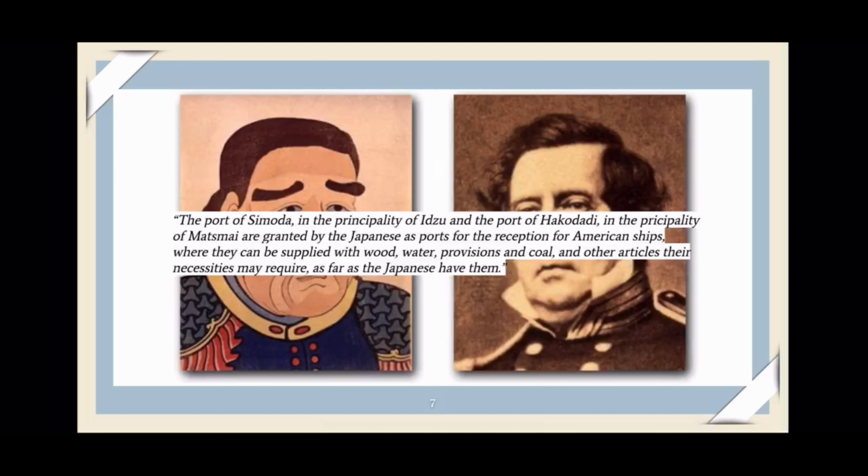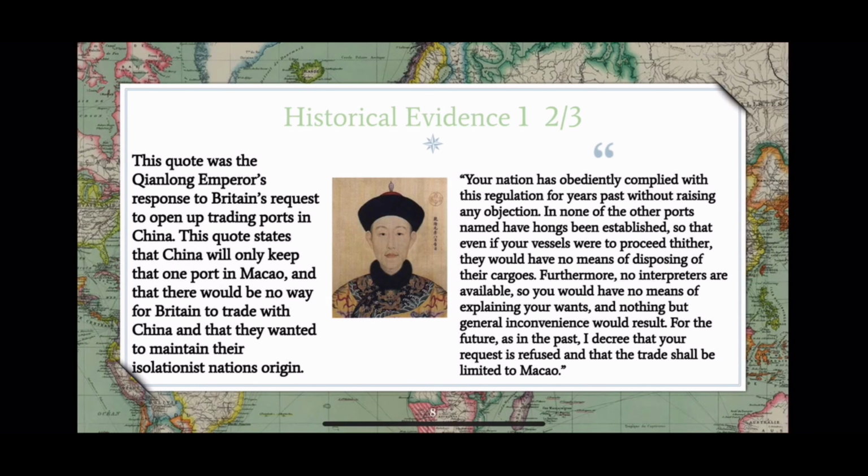The point of view of this source is significant because it shows firsthand the interaction and agreement between Japan and the West. This evidence was retrieved from the Digital Public Library of America, and the purpose of this source was to reveal the treaty that led to Japan's break from isolationism to the public. The audience that this evidence was made for were the people of America. Now into our second piece of historical evidence.